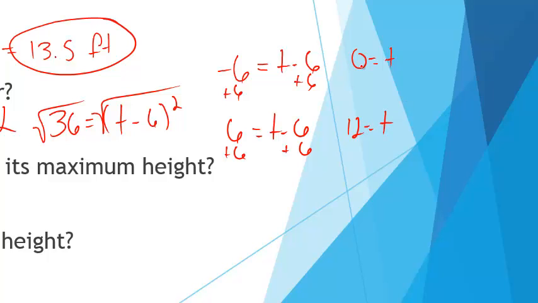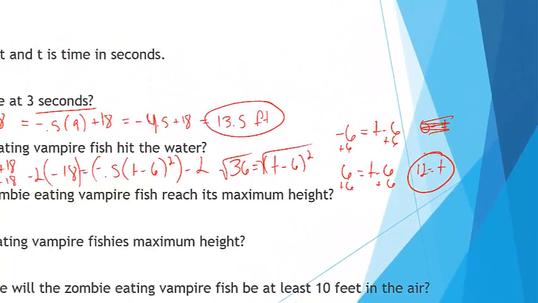Alright, so at 0 equals t, that's when he was jumping out of the water. So we can't do that one. So then our answer will be t equals 12 seconds is when the fish hits the water.